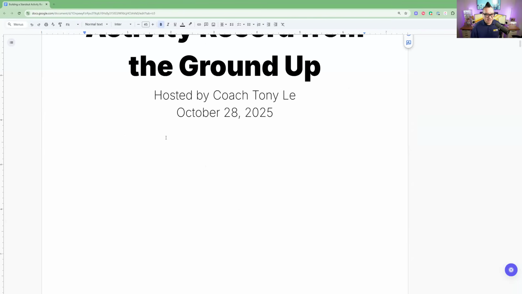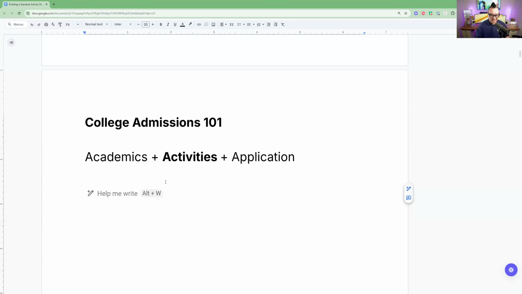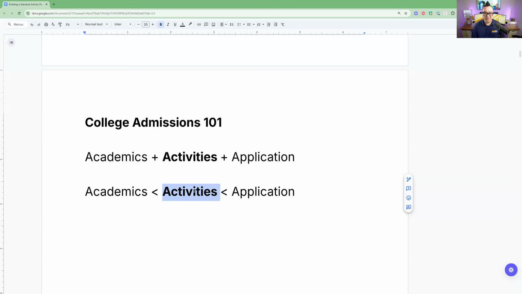Okay, diving in, first let's talk about where this fits into the whole picture. I like to do this just to put us where the bucket needs to be. When it comes to the college admissions process, three things matter the most: the academics, your activities, and your application itself. Today, very obviously, we are focusing on the activities section. Keep in mind that in the grand scheme of admissions, academics is the least important of the three. Not saying it's not important. Activities matter more, and the most important part is your application itself.